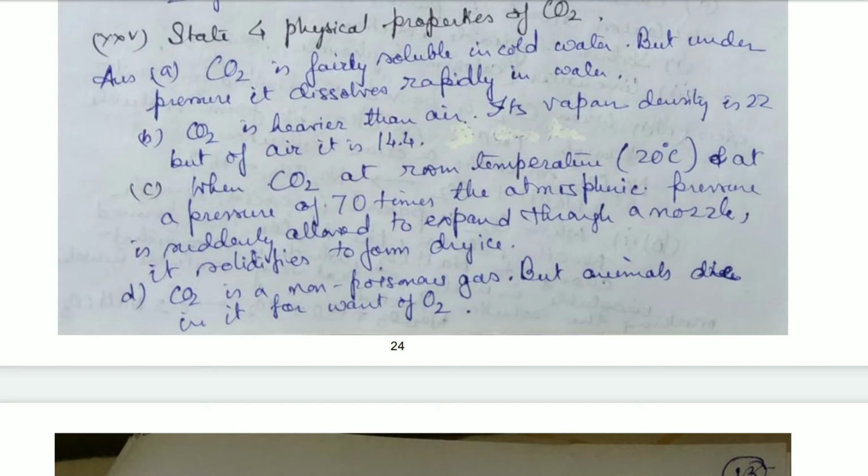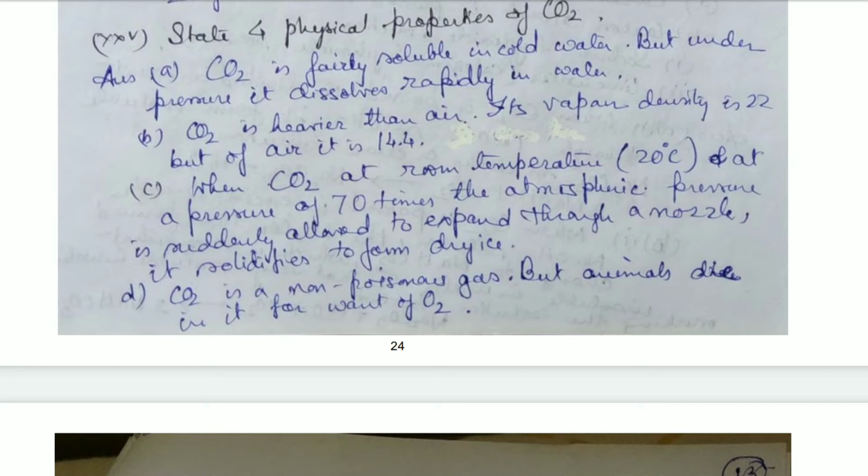Then carbon dioxide is heavier than air. Its vapor density is 22, but that of air is 14.4. That's why it can be collected over air.